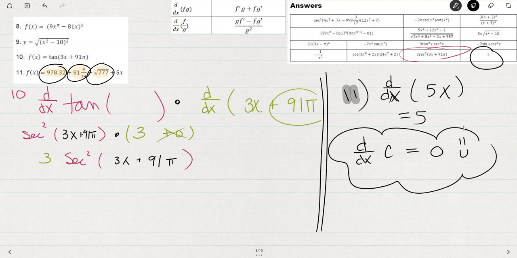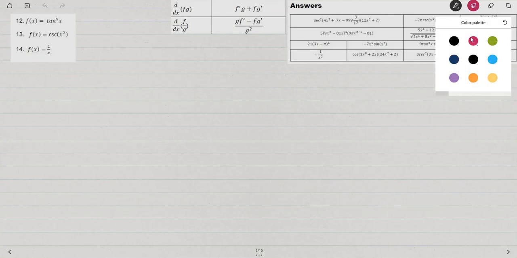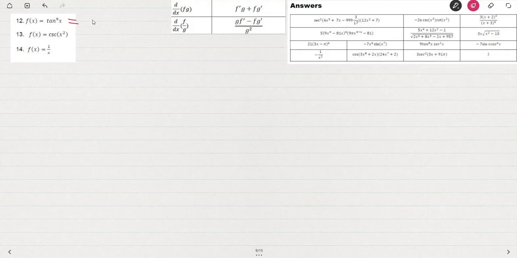So we get for number 11, it's just 5. And let's see, is there more? Oh, there are just a few more. So let's keep going here. 3 more. This tangent to the 9th of x, do you remember the way we could think of that? Is tangent of x to the 9th power.